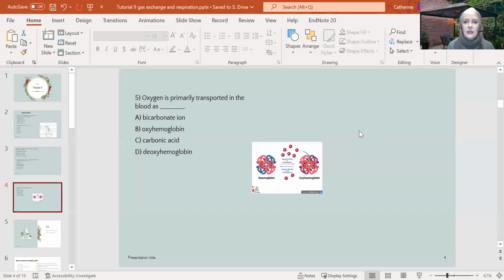Okay, this should be fairly simple, I should think. Oxygen is primarily transported in the blood as which one of those? B. Yes, absolutely. Oxyhemoglobin. Somebody give me a quick rundown of what is oxyhemoglobin? What is that word and what am I talking about? So when the oxygen hangs onto the hemoglobin and travels around. Is that what you mean?